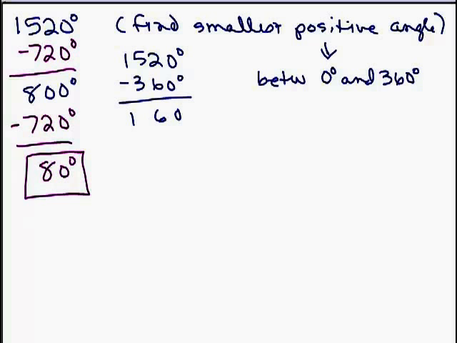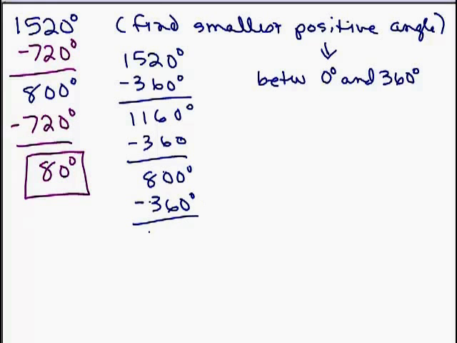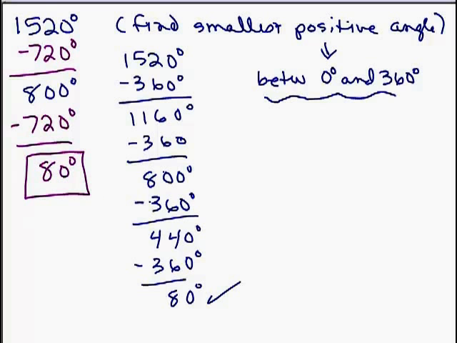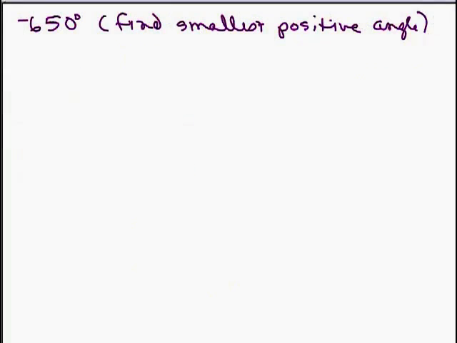What's this going to be? 1160. And then you would subtract 360. There's your 800. It's just faster to subtract 720 at a time, right? If you can. I think that's going to be 440. And then subtract 360 again, and you're still going to get 80 degrees, okay? So you might do it slightly differently than me, but 80 degrees is the smallest positive angle, which is that angle between 0 and 360 degrees.